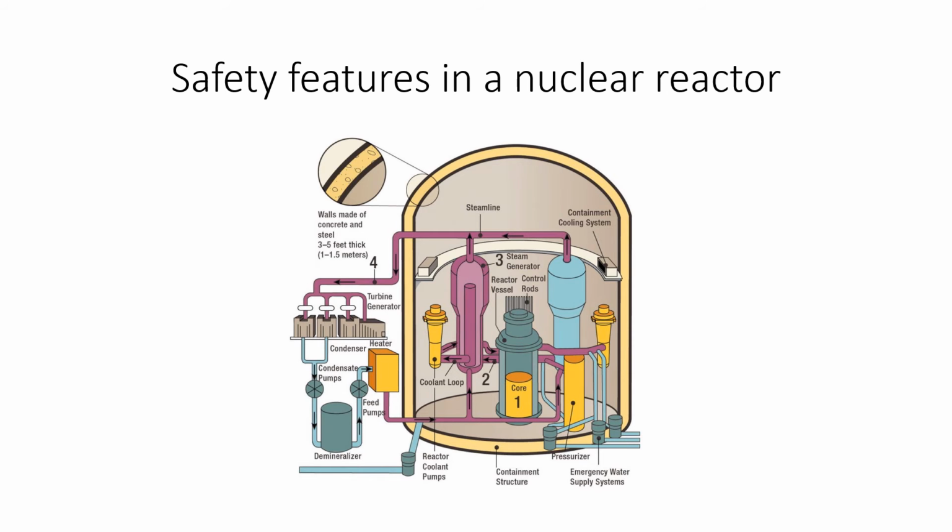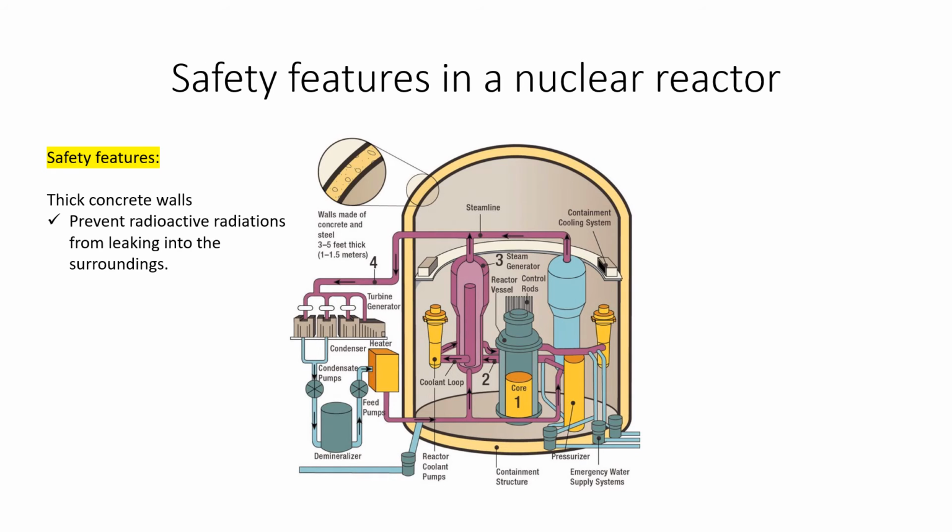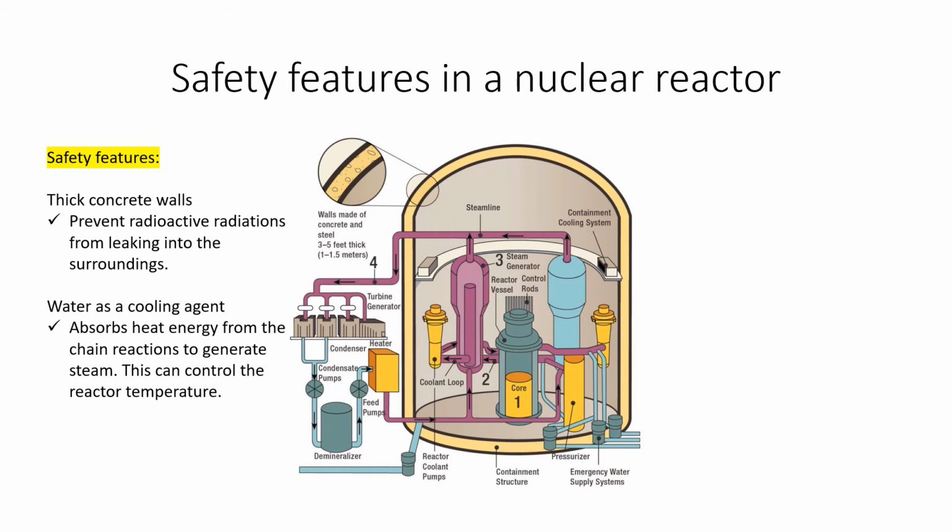There are a few safety features that we have to consider if we are going to use a nuclear reactor to generate electricity. For safety features, we can use thick concrete walls to prevent radioactive radiation from leaking into the surroundings. We can also use water as a cooling agent, where it can absorb heat energy from the chain reactions to generate steam. This can control the reactor temperature.